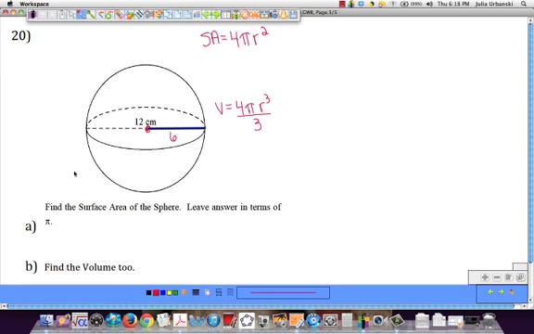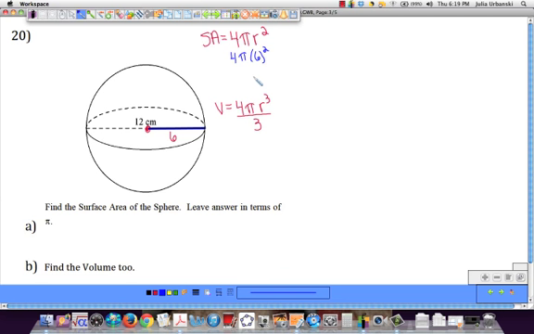So we're going to do 4 times pi times 6 squared. These directions say leave answer in terms of pi. On the board, since you were doing it in a different website where pi wasn't an option, we just did it to the nearest tenth. I'm going to do it in both so that you can see it both ways.